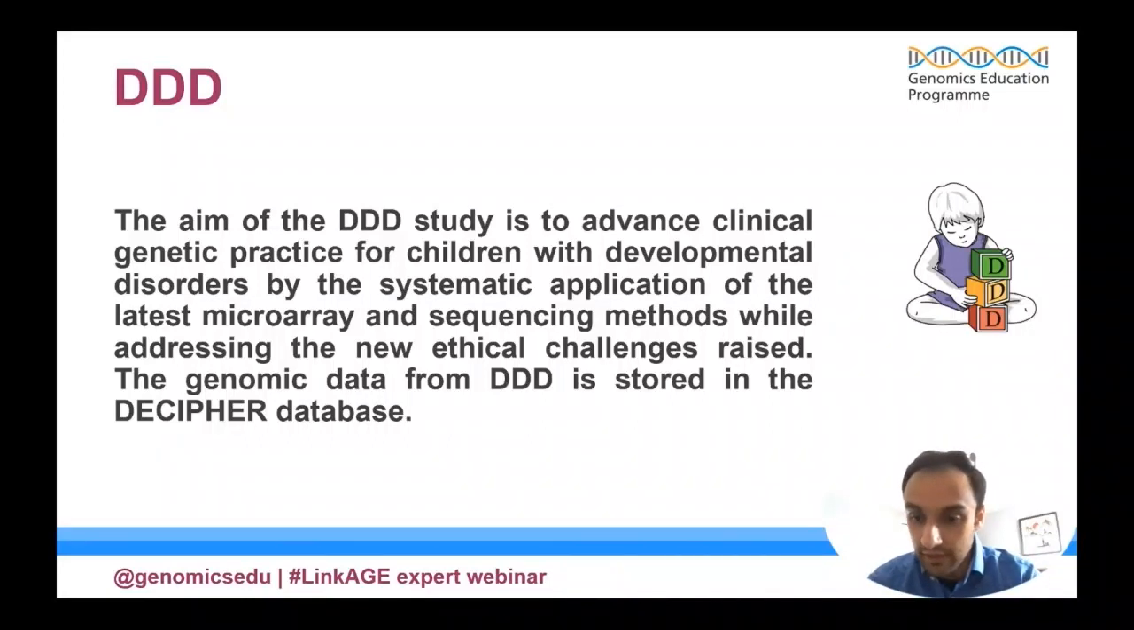Now, to think about the Deciphering Developmental Disorders project. The aim of the DDD study, and this is taken from their website, is to advance clinical genetic practice for children with developmental disorders by the systematic application of the latest microarray and sequencing methods, while addressing the new ethical challenges raised by such methods and by genomics. The genomic data from DDD is stored within the Decipher database, and that's also important because this tool is ultimately going to be available through the Decipher database. And all of this work is undertaken at the Sanger Institute with the HERLS lab.